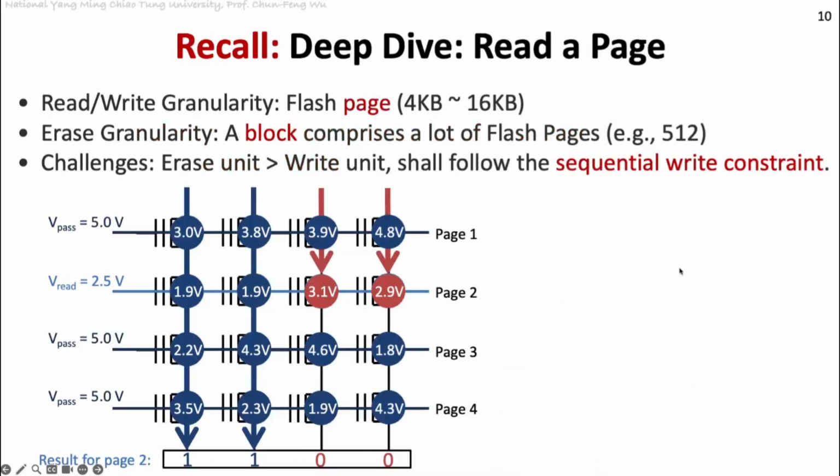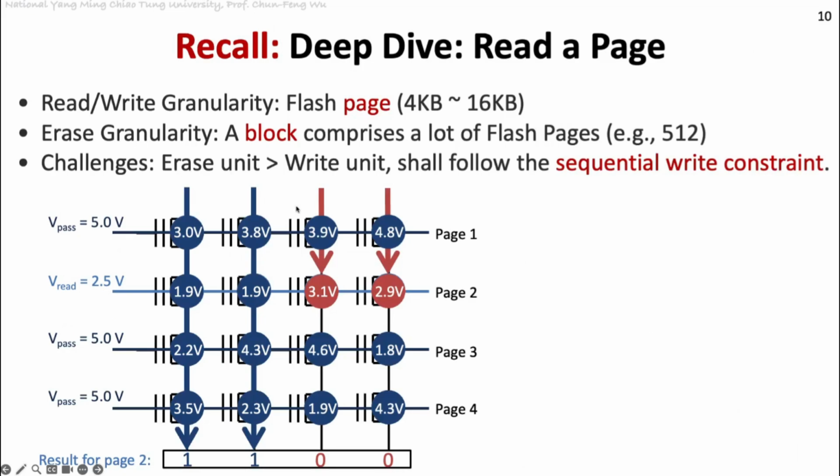But the thing is, if the erase size is larger than the write size, then we need the sequential write constraint. The reason is that we program the data from low voltage to high voltage. If we want to program this high voltage data back to the low voltage state, then what we do is called erase. It moves the electrons out of the floating gate, right? So each time we update the data, it means we have to erase. But the erase unit is larger than the write unit.